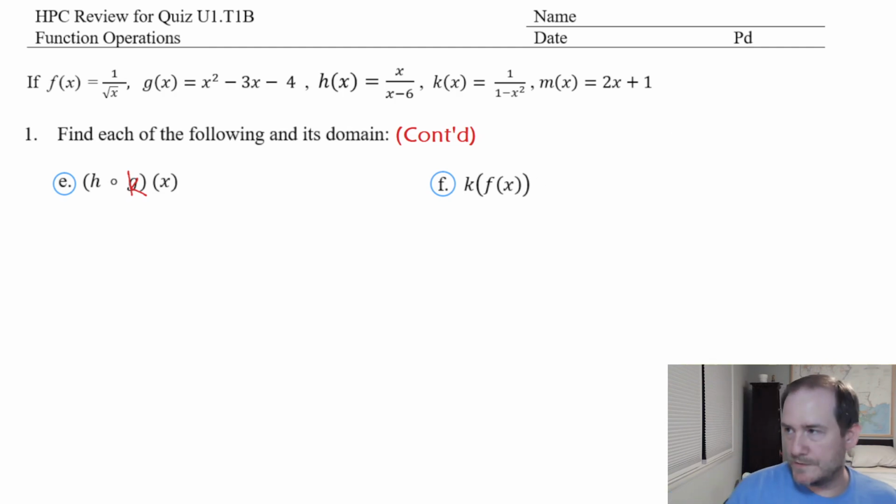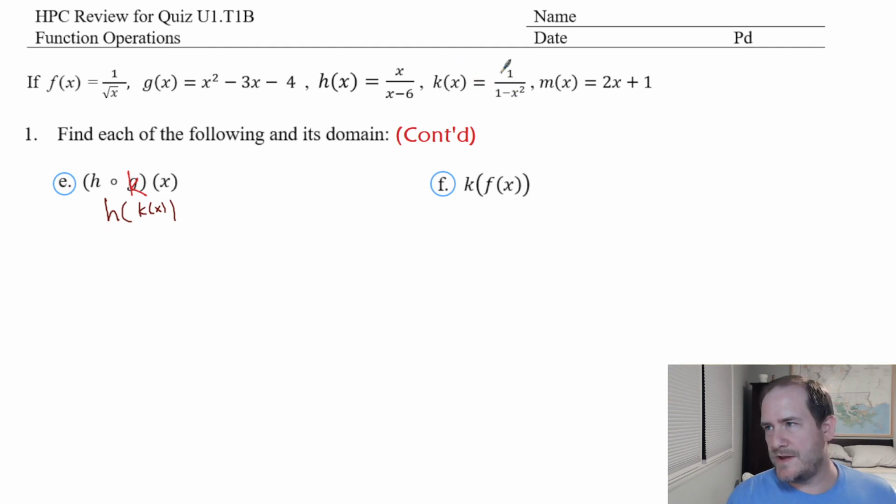So let's attack this one, see how it goes. Let's use brick red. Alright, so what's going on? This is H composed with K of X. So that seems to mean we're going to take K of X, which is this rational, and cram it inside of H. So it's another compound fraction problem. Alright, whatever. Let's do it.